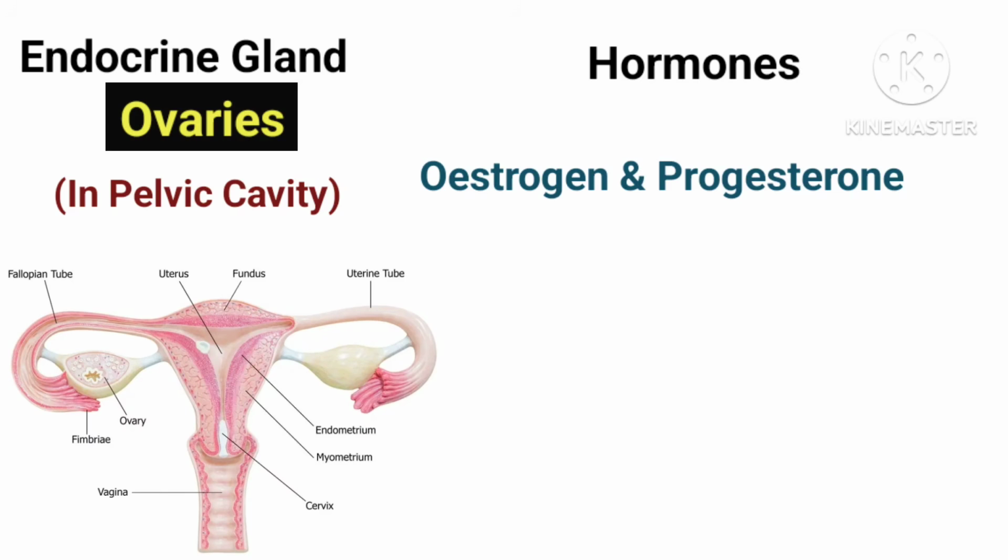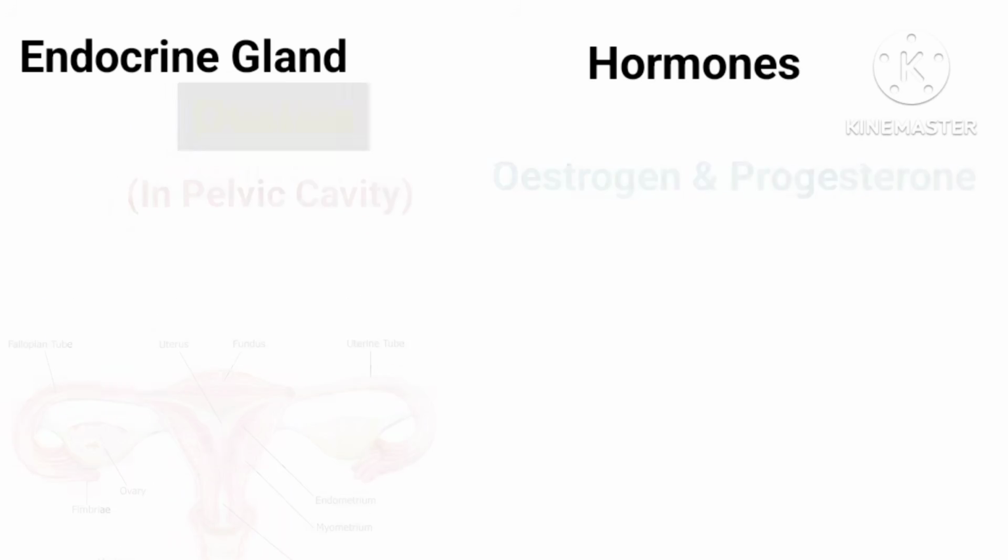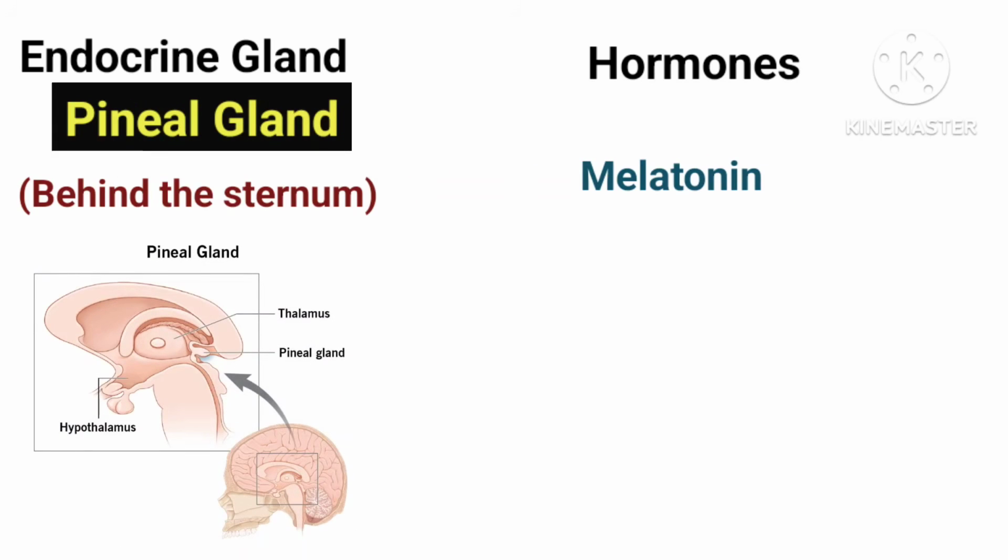Next gland is the pineal gland, which is present behind the sternum. The primary hormone produced by the pineal gland is melatonin, which regulates the body's sleep-wake cycle or circadian rhythm. The gland also produces a small amount of serotonin, a precursor to melatonin, and potentially other neurosteroids.